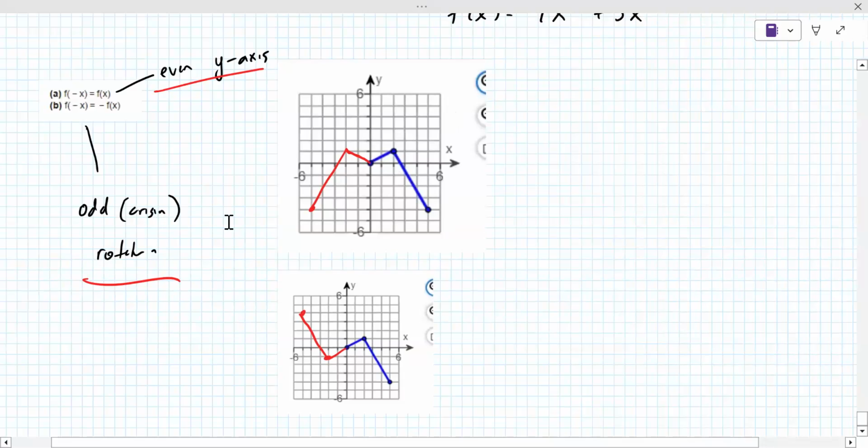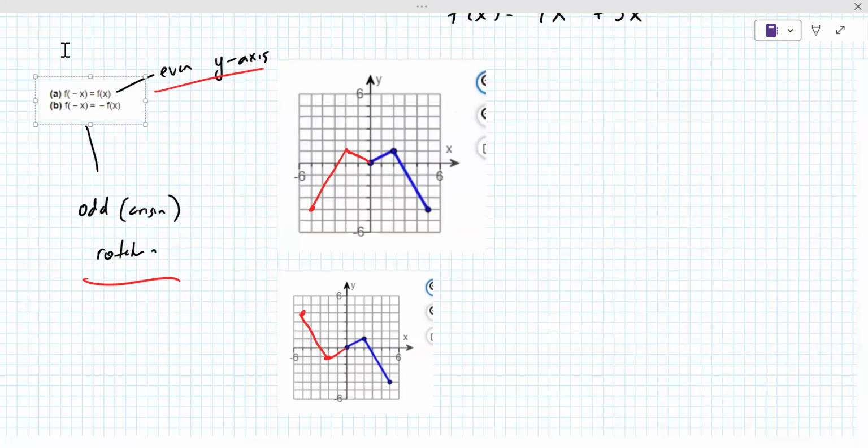So the even one, that one's even because the f of x on the right side doesn't have a negative before the f. That's right. Okay, so even ones don't have a negative before the f of x, and odd ones do have a negative in the f of x. Yes. All right, okay, let me just take a picture real quick.